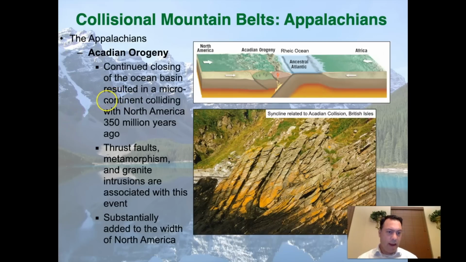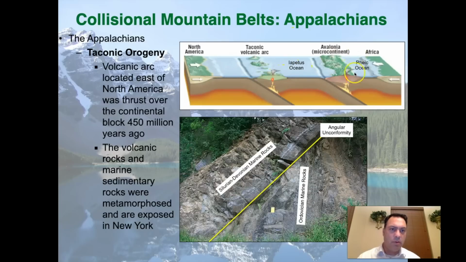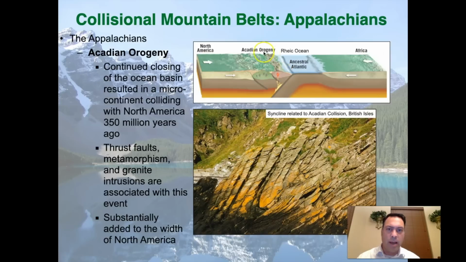So once that has happened, and we have the Taconic orogeny that's happened, then we have the continued closing of the ocean basin, and the microcontinent is eventually going to collide with North America. So here we see the Acadian orogeny. And so here's the Rheic Ocean. It's also frequently called the ancestral Atlantic, but we're going to call it the Rheic Ocean. You know, it's the same thing that we see over here. So Avalonia, this microcontinent, is going to collide in during the Acadian orogeny.